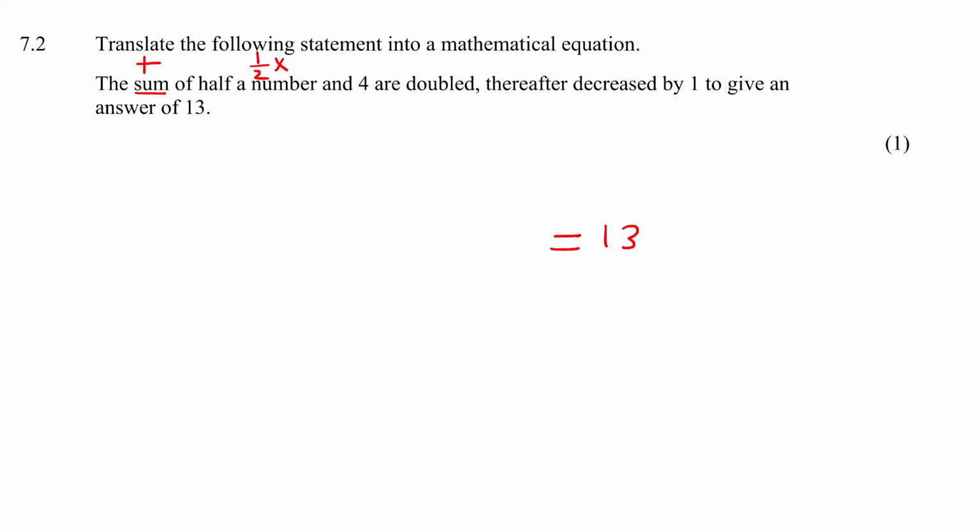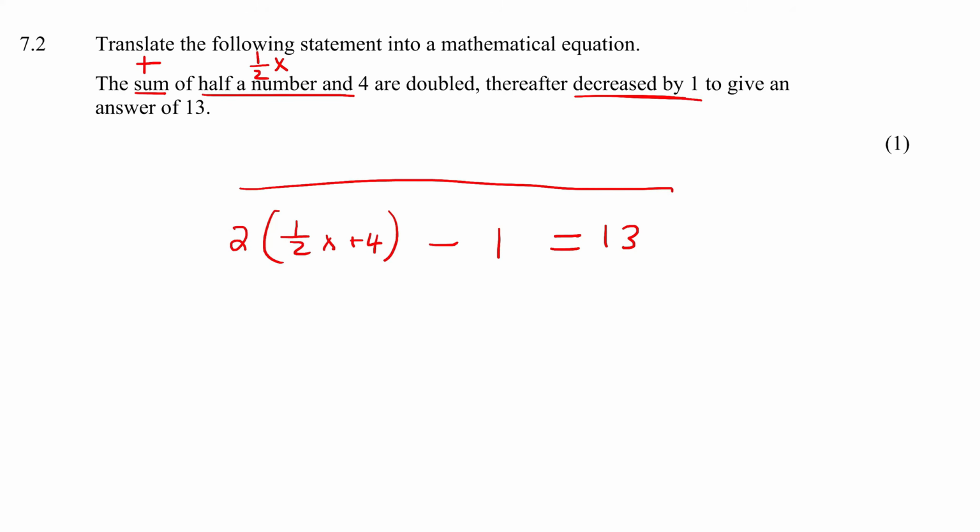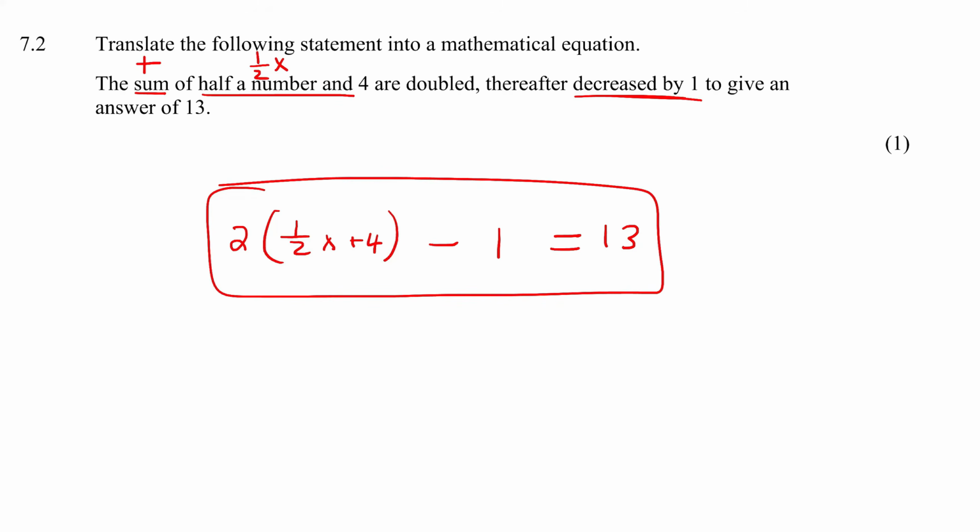So they're going to say the sum of these two, so that's a half x add 4. They want you to take that answer and double it. So how do you double something? You just put a 2 in the front. That means double. Then they want you to decrease that by 1. So subtract 1. And that there would be your final answer.